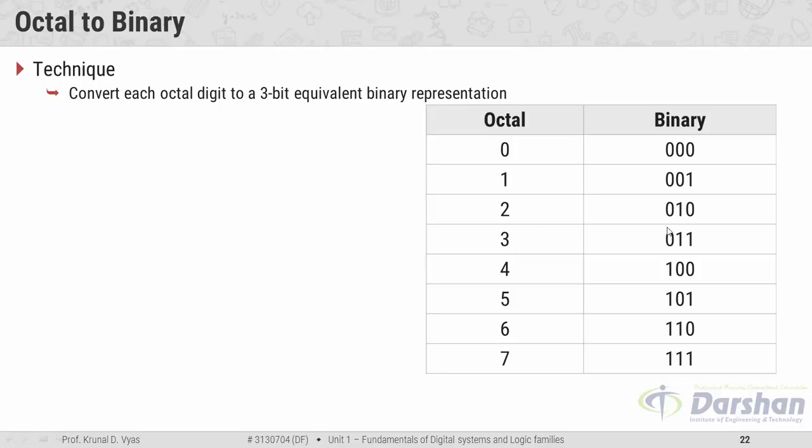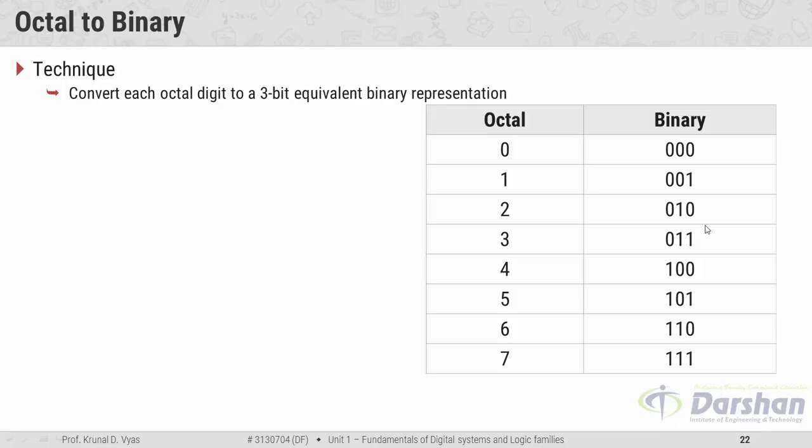Let us take another example for octal digit 3. Using weights 4, 2 and 1, you can write 2 plus 1 equals 3. So 0 in the place of 4 weight and 1 in the place of 2 and 1 weights.